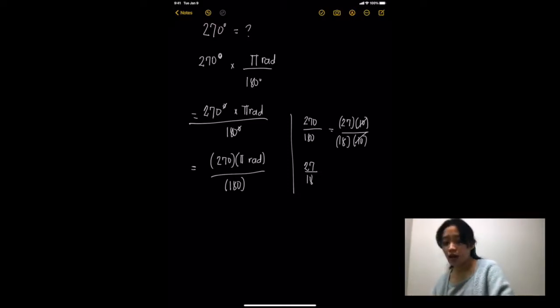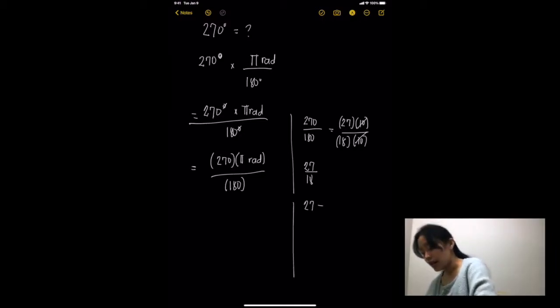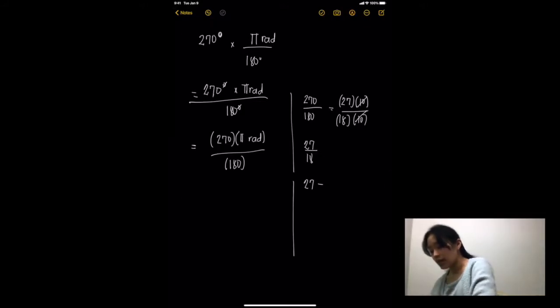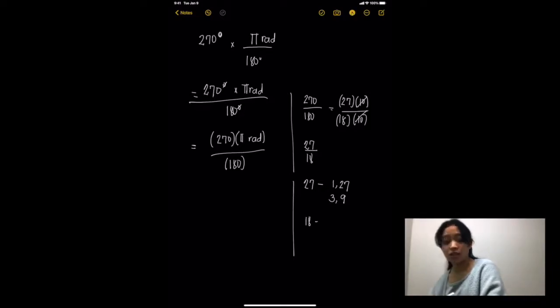Do you think there are other factors that are common to both the numerator and denominator? Let's try. I'm going to write down the factors of 27 over here. The factors of 27 could be, let's start, 1 and 27, 3 and 9. So I think these are all the factors of 27. And then 18.